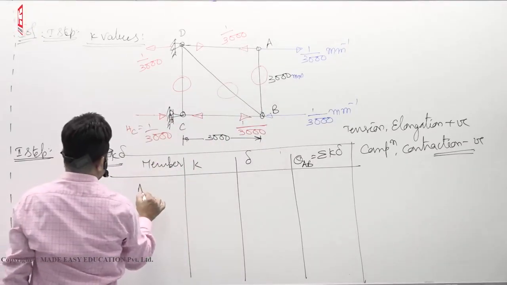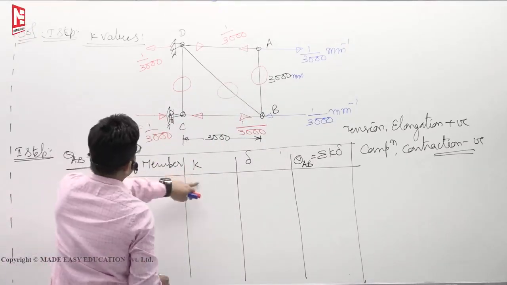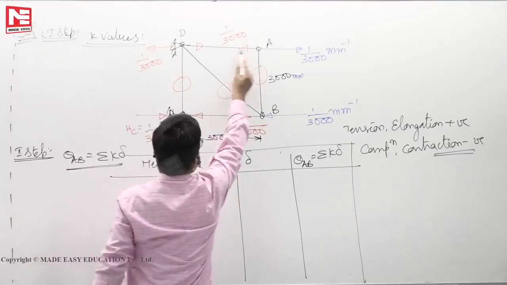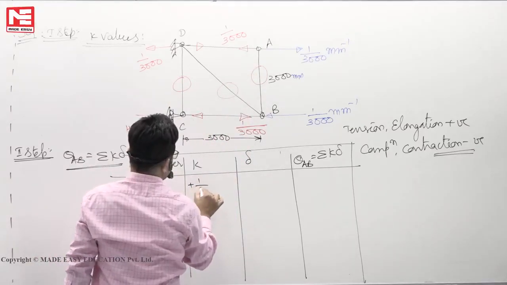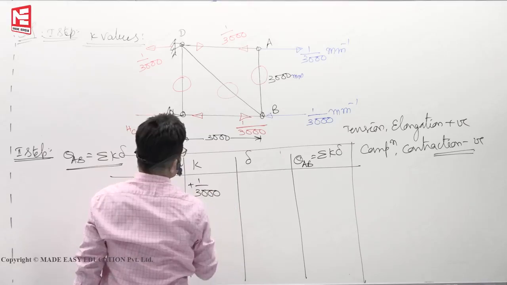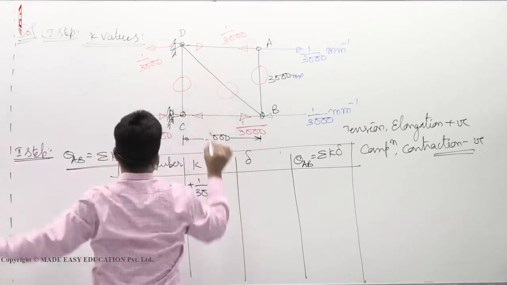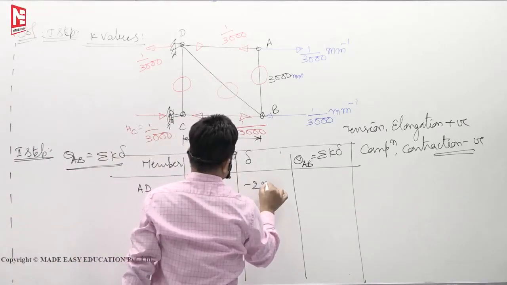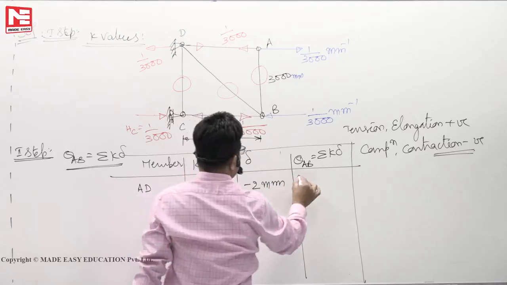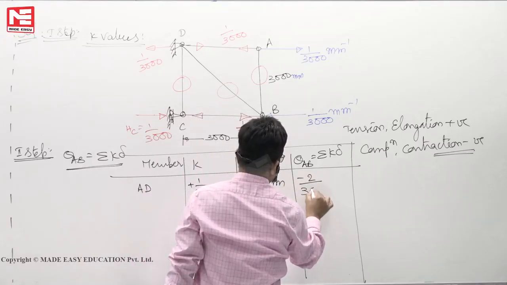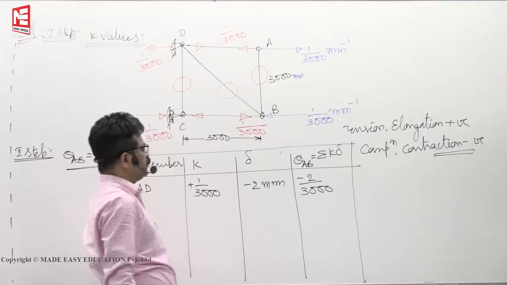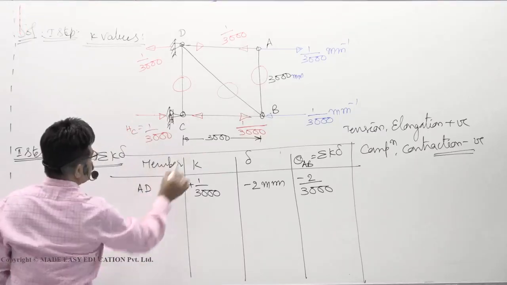So, member AD, K value: see, the arrow mark is away from the joint, so plus 1 by 3000. Delta you see is minus 2 mm, that means contraction. So you will get K into delta, meaning minus 2 by 3000. Don't simplify now itself. Next BC.